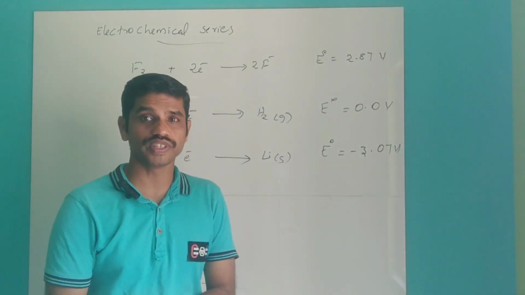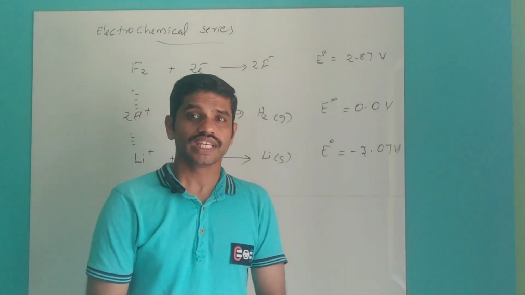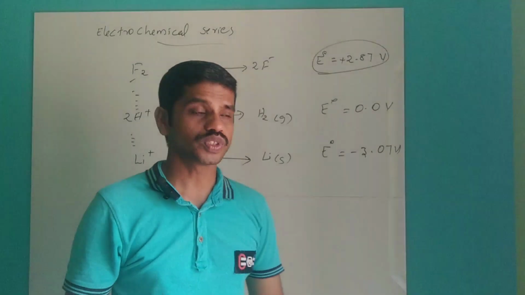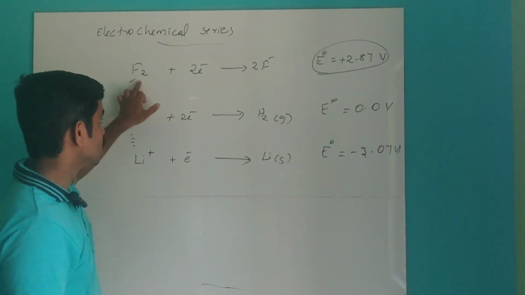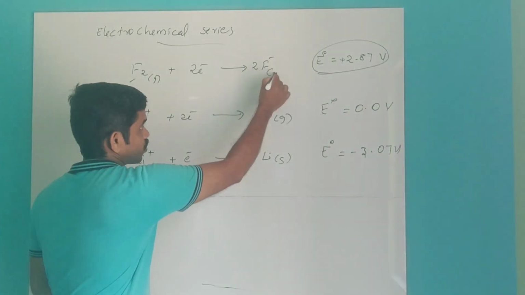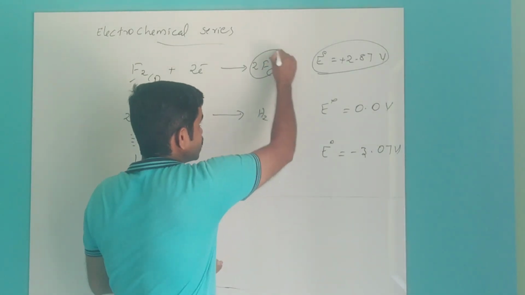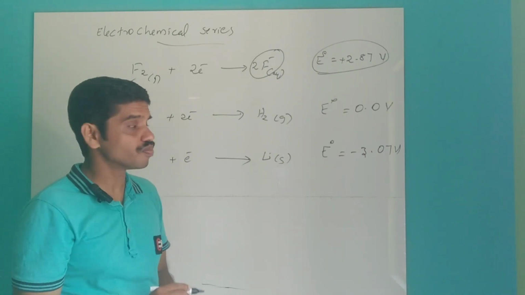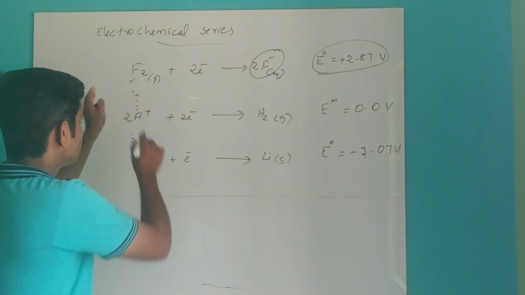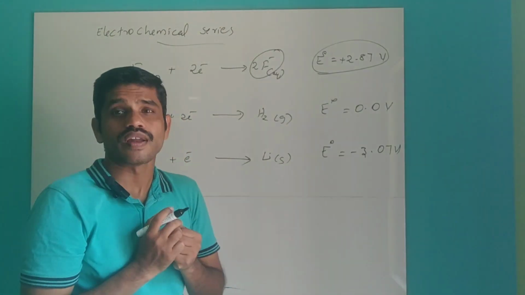What is the meaning of this equation? It's very important for NEET and your CBSE exam. All the exams, it is very important. So, listen carefully. Its meaning is fluorine F2 gas wants to become F minus ion in the aqueous state. That means F minus is the most stable state compared to F2. So F2 wants to undergo reduction, to form the reduced form.